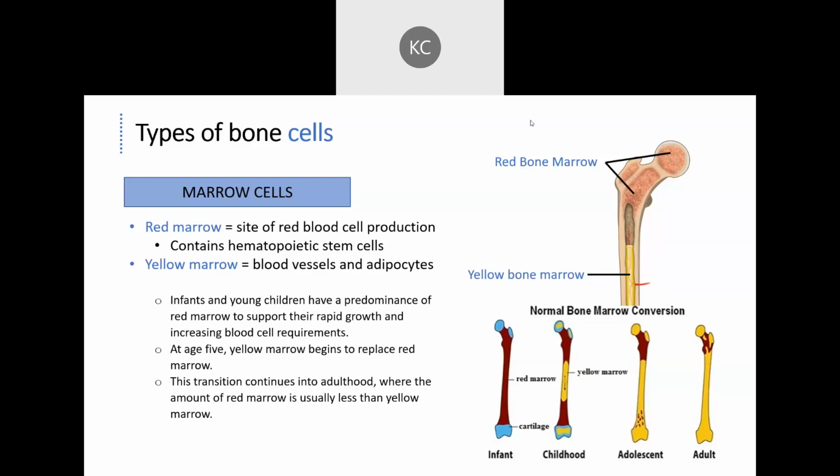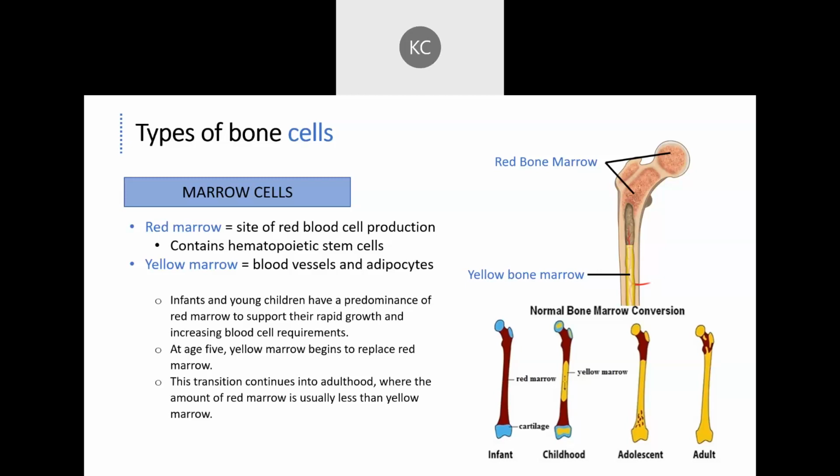Now, the second type of marrow is yellow bone marrow. So yellow bone marrow is different. It doesn't have anything to do with the production of blood cells, but it's largely a site of fat storage, right? And then we can pull on that fat for energy needs if necessary.